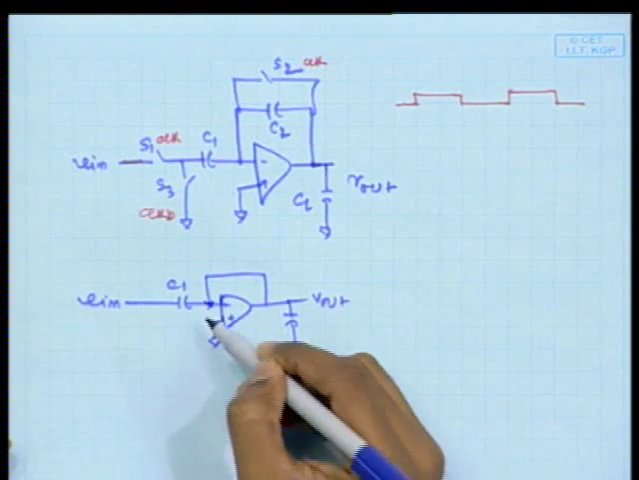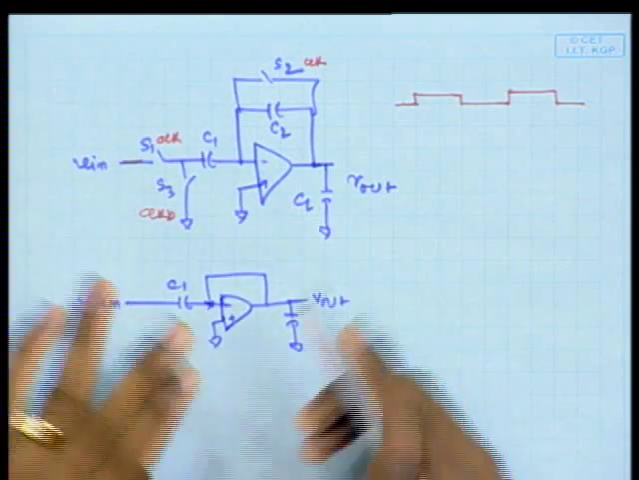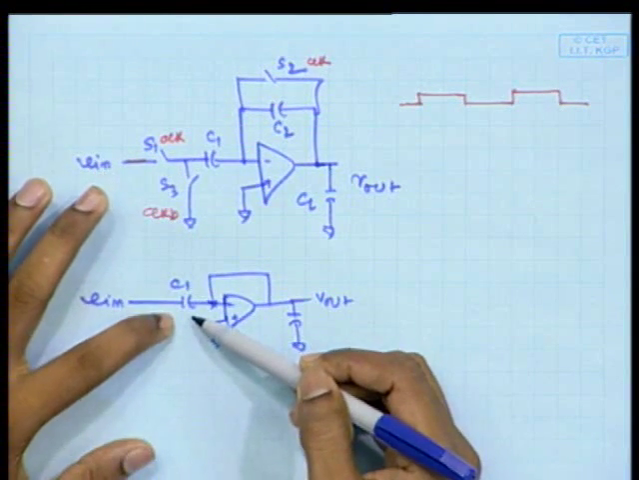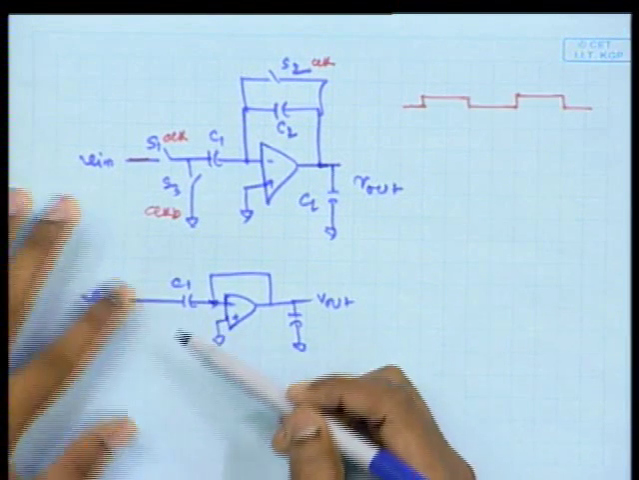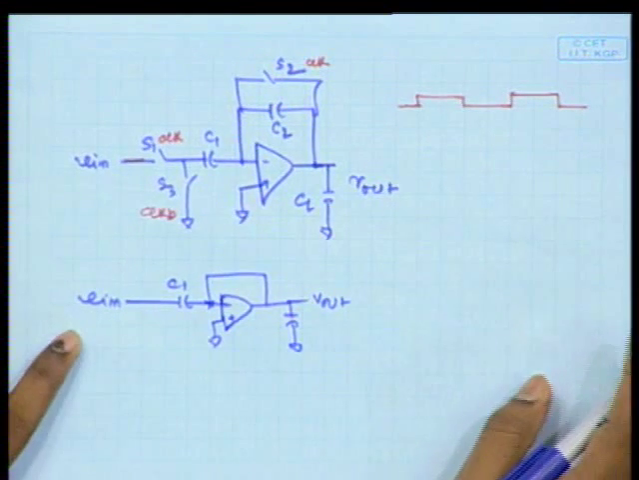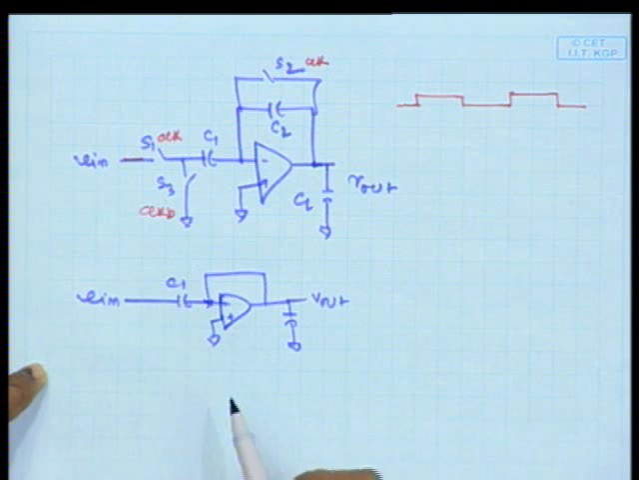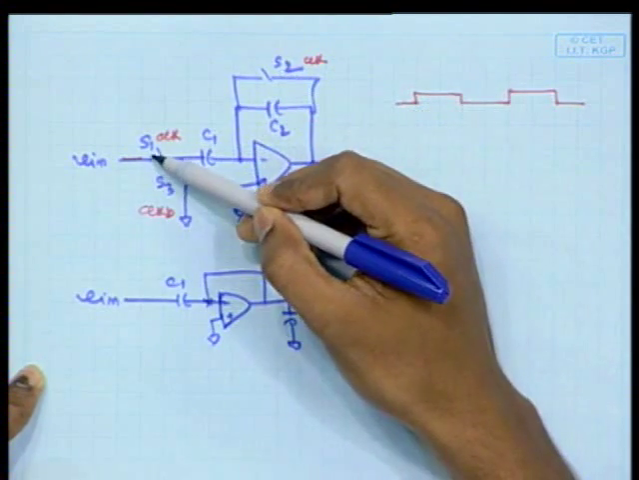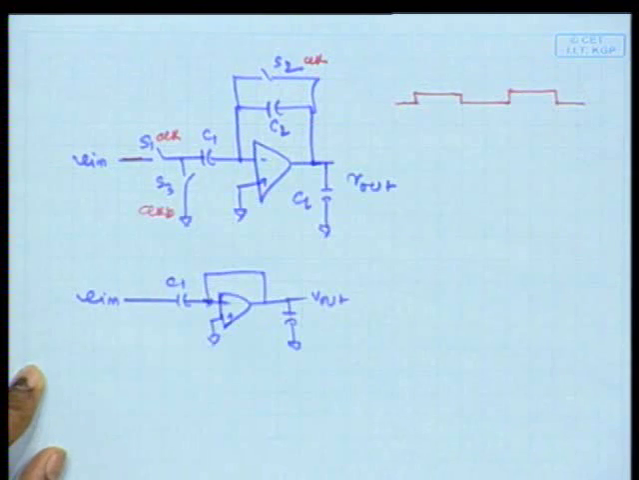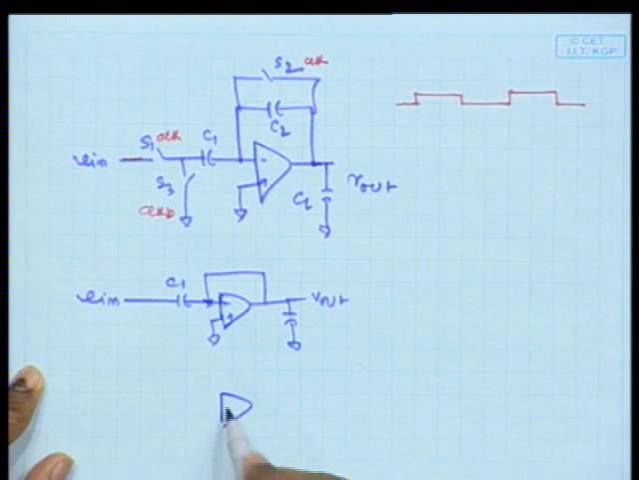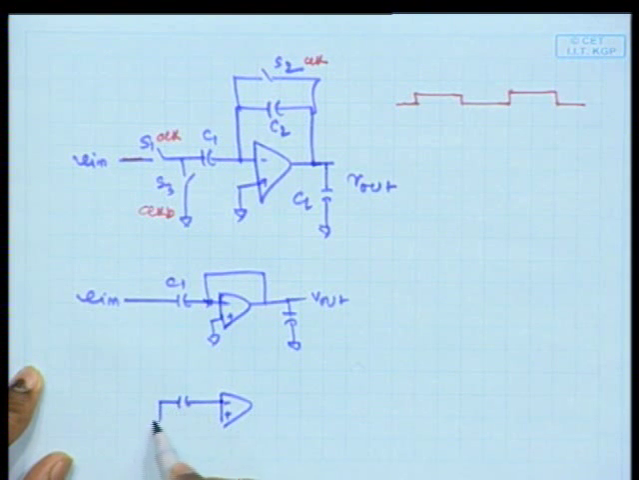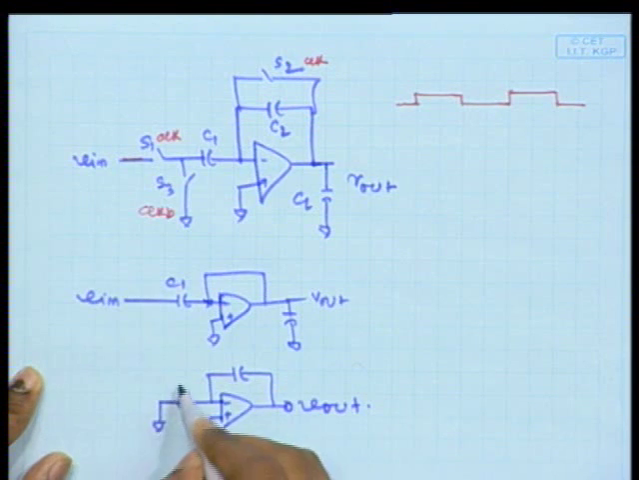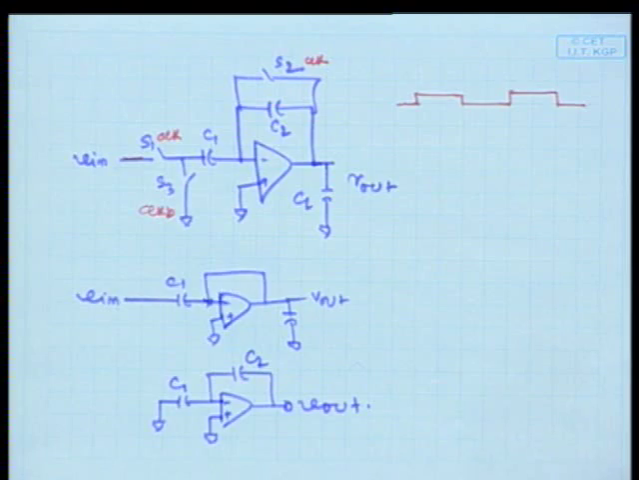and the voltage at the input node is at virtual ground. So the entire input voltage is going to be stored in C1. So the voltage across C1 is Vin. So in the next phase, S2 and S1 are going to be off, and S3 is on.